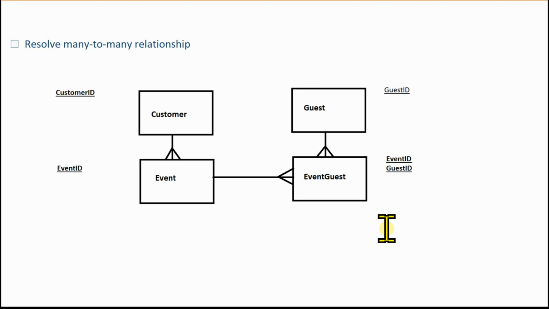Now the primary key for this new entity we take from the 2 primary keys from the original entities, and together they make up the primary key for this new entity. So you can see here event ID becomes part of the key in the new entity, and guest ID becomes part of the new key in the new entity, and then we have event ID and guest ID.